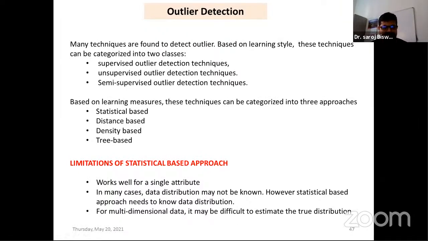So in those cases, actually, a statistical based method cannot be used. Even if we can use it, the performance may not be better. But try to understand, in some cases we have seen that even though these limitations are there, a statistical based approach can still work well in many data sets. Today we're going to see that.